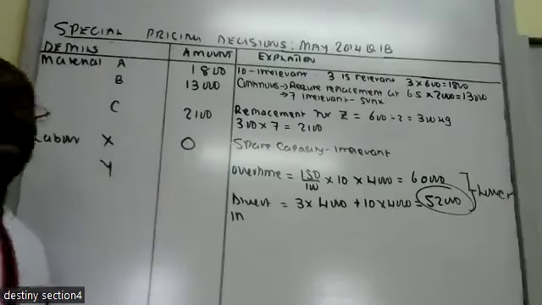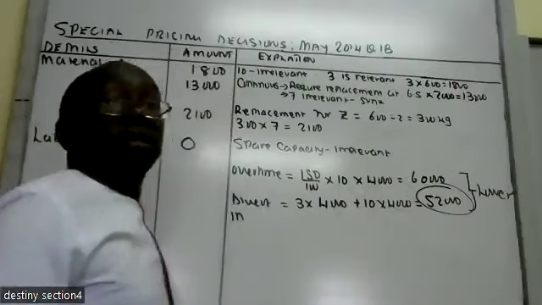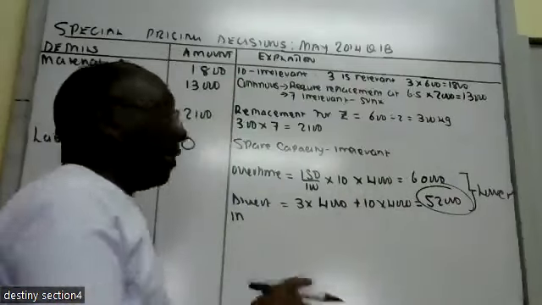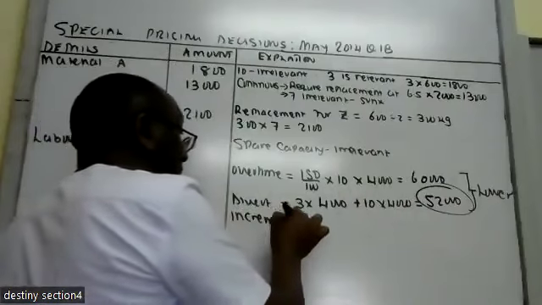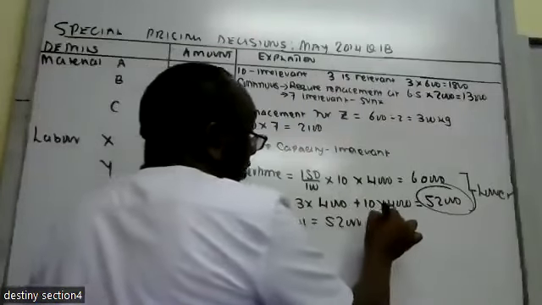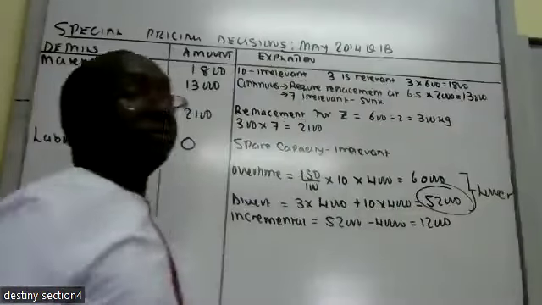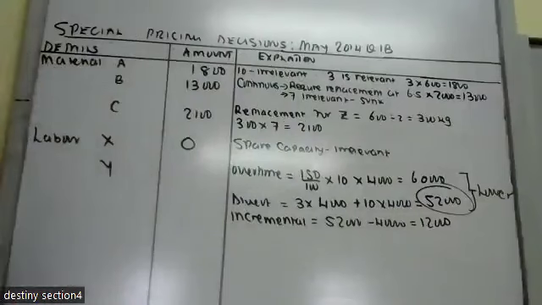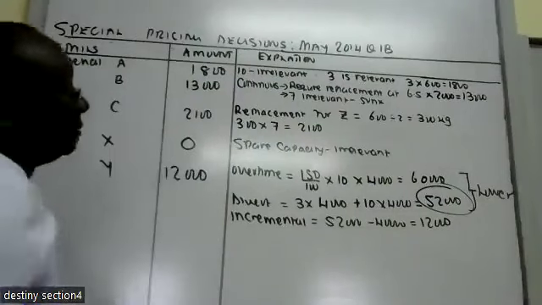But bado kuna kitu ingine. Unaona hii 10 na hii. These guys are already ours, so tunawalipa. So we only need to charge the incremental. That is 52,000 minus 40,000. So you charge only 12,000. So hapa kwa lipa Y tutacharge 12,000.